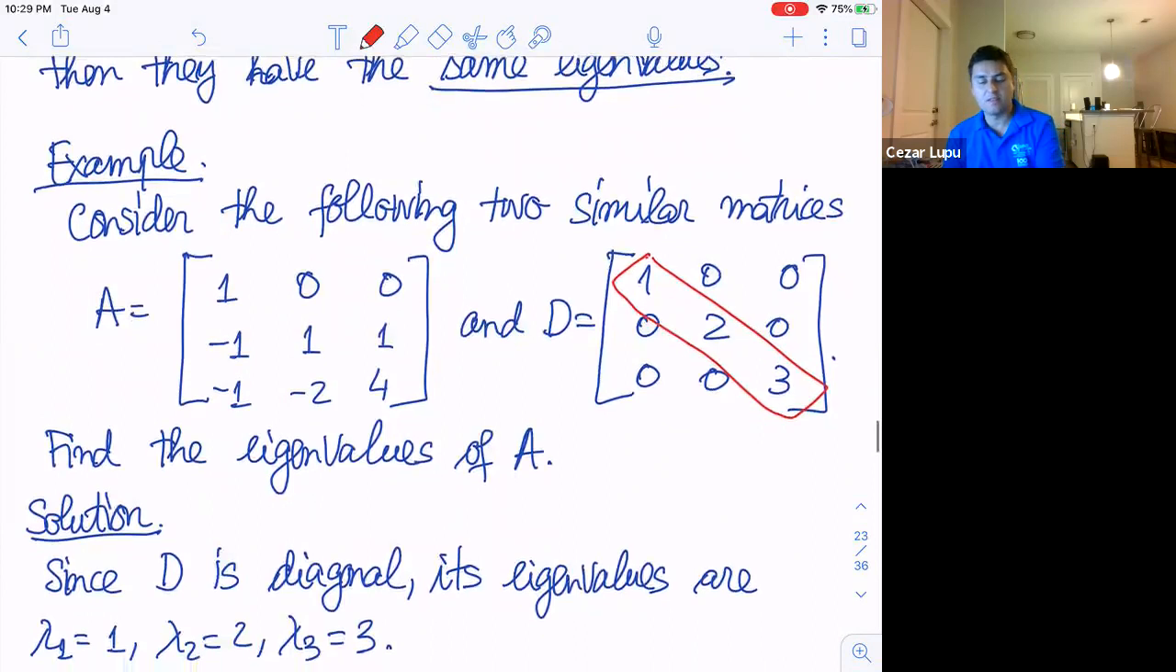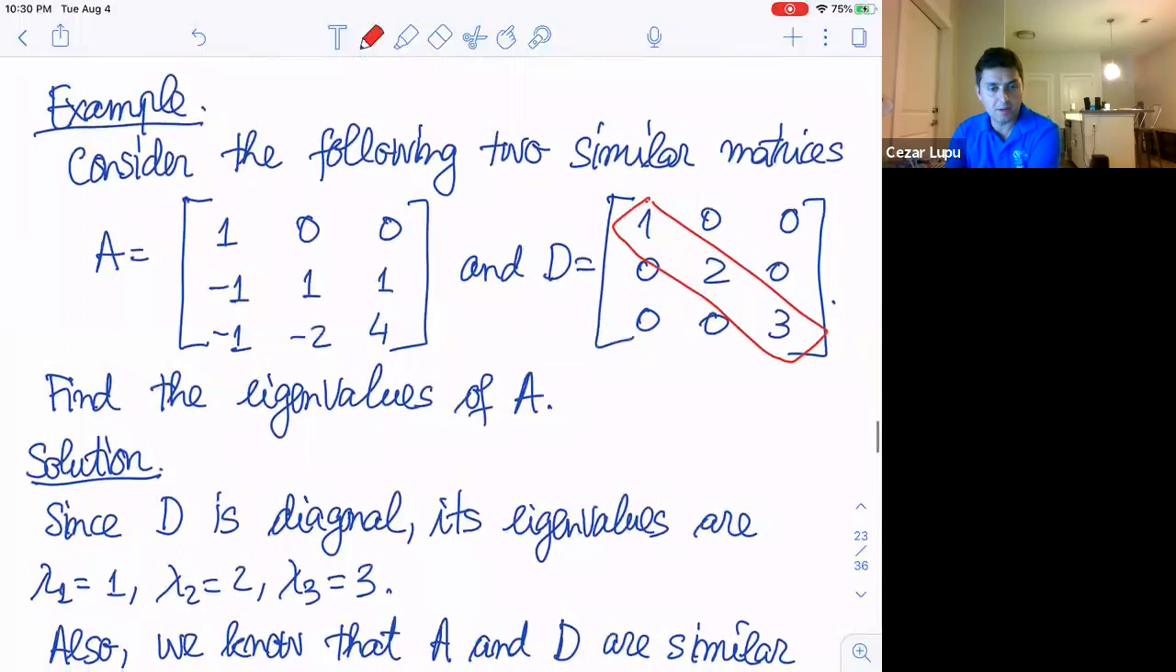Well, let's look at D first. Let's analyze D because it's a very simple matrix. It's a diagonal matrix, so we can say everything we want about it. Since D is diagonal, the eigenvalues of a diagonal matrix are exactly the elements on the main diagonal. In our case, we have lambda 1 equals 1, lambda 2 equals 2, and lambda 3 equals 3. These are the eigenvalues for D. But who knows, maybe they're the same for A as well.